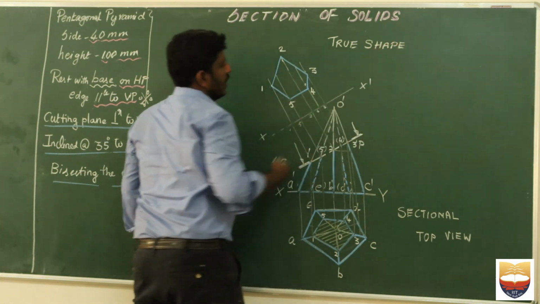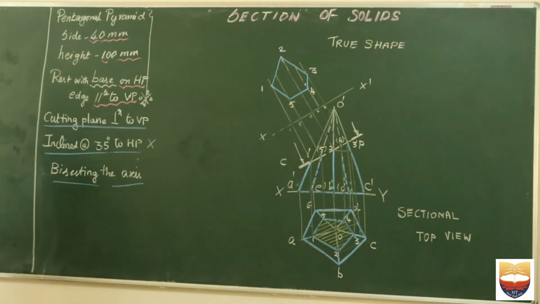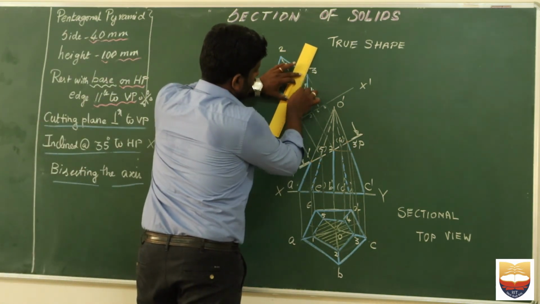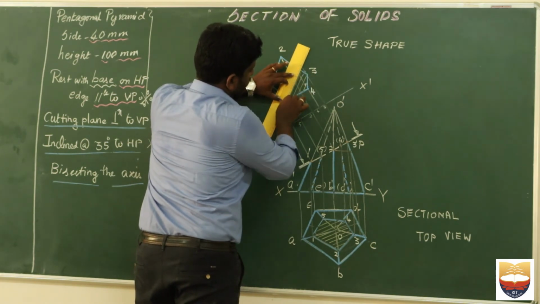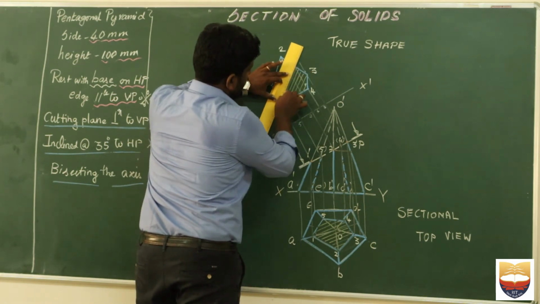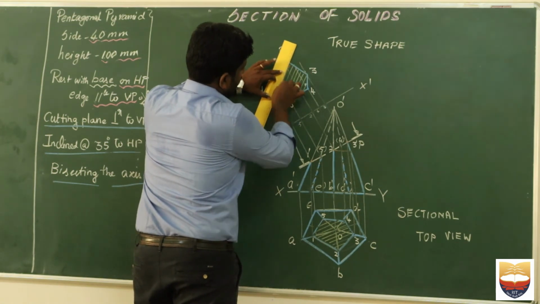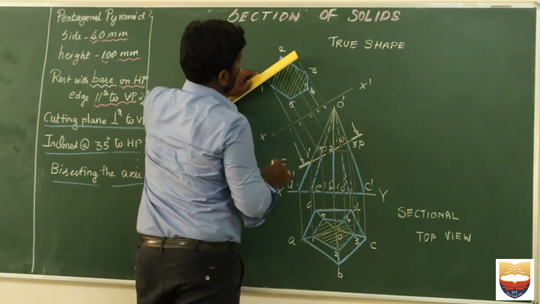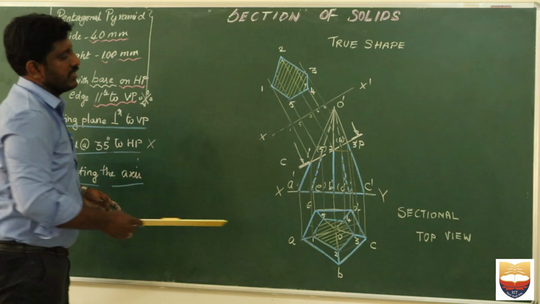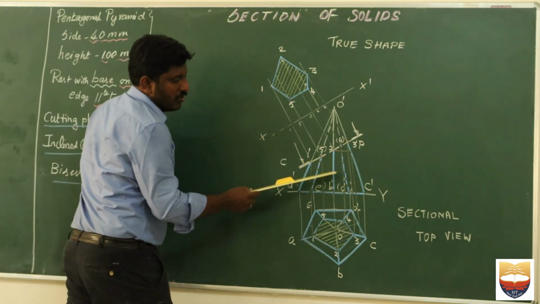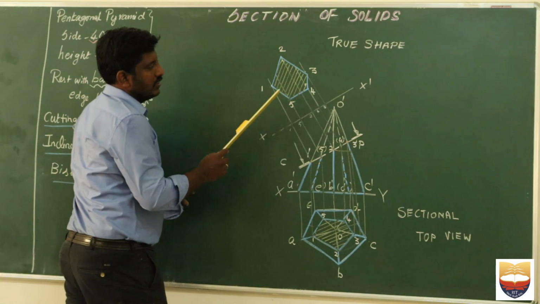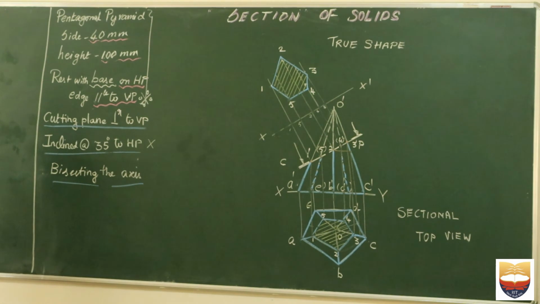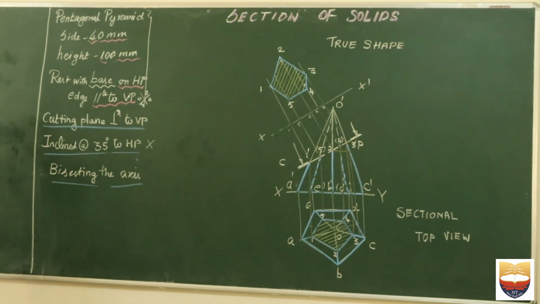Okay, so what I have to do finally is hatch it in order to complete my true shape, for which I am using a 45-degree line. Here I am using my scale. You can use your set square, or you can use your protractor, and you can try to complete this particular problem. That's all. Okay, so this is our sectional elevation or front view, this is our sectional top view, and this is our true shape. So we have completed and found out the true shape for a sectioned pentagonal pyramid. Thank you.